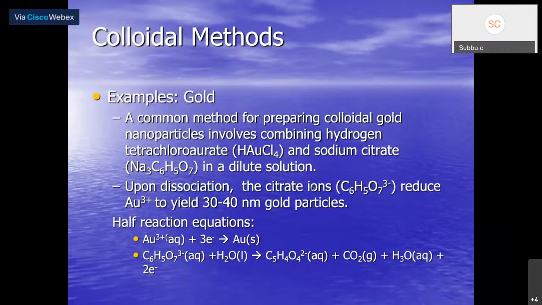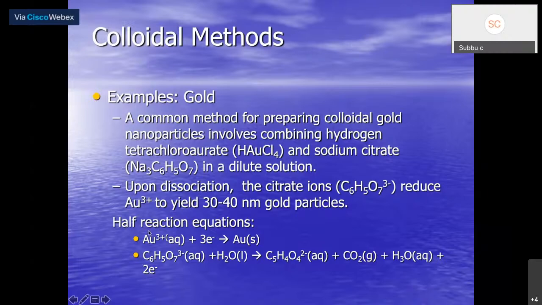Okay, so this is also once again a colloidal method. Basically, in all these cases, you are using some kind of reducing agent, say something like sodium citrate or sodium borohydride, these kind of things. Normally, these are good if you want to get a particle size of around 30 to 40 nanometers. Citrate especially is proven to be a good capping agent for gold.